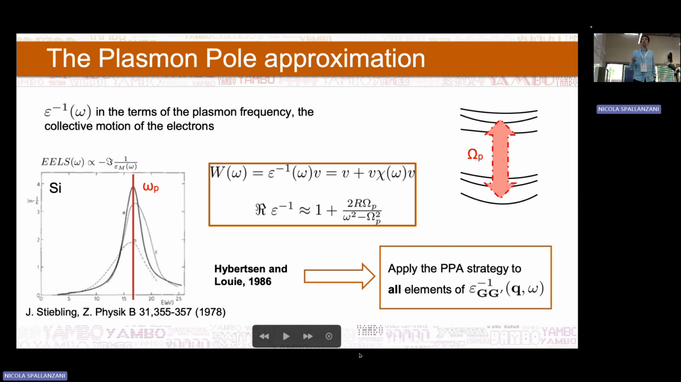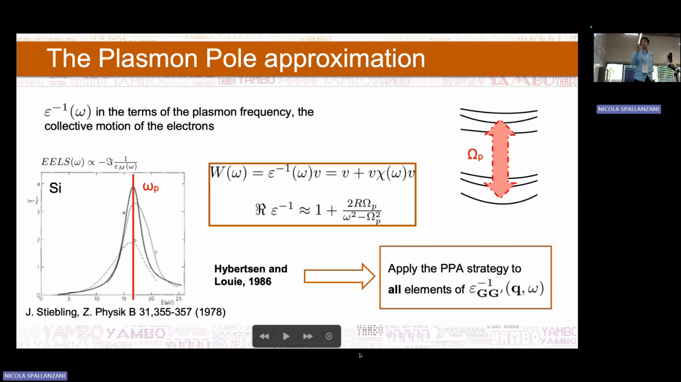Strictly speaking, this relation here is for the macroscopic part of the function. But Hybertsen and Louie showed in 1986 that actually you can use this relation also for the microscopic component of the dielectric matrix. So you use the plasmon-pole strategy not just for the 0-0 elements, but for all the elements, for all the G and G prime. So for all the elements, you apply this strategy. Okay, in particular in the Hybertsen and Louie model, they determine these two parameters, R and omega tilde, omega the plasma, just using one sampling frequency.